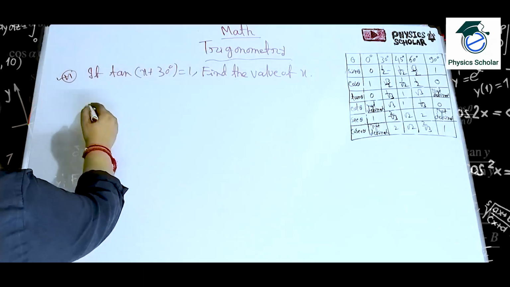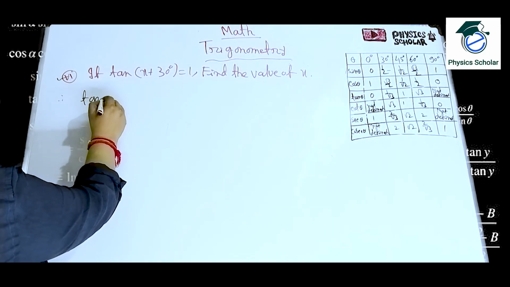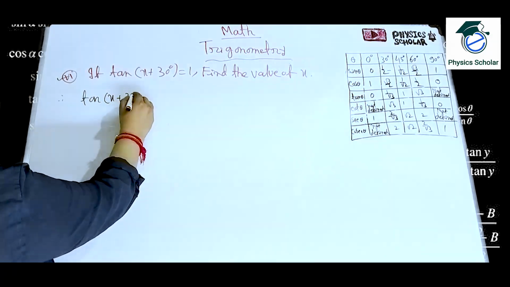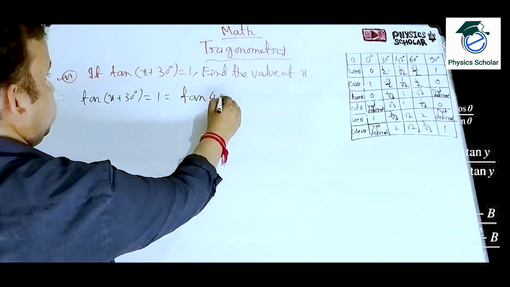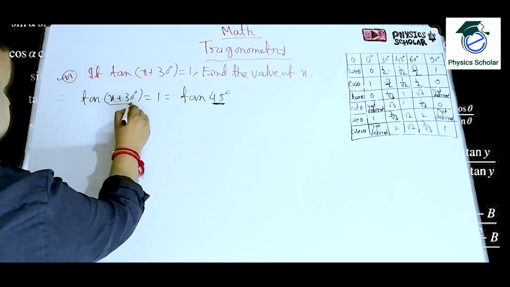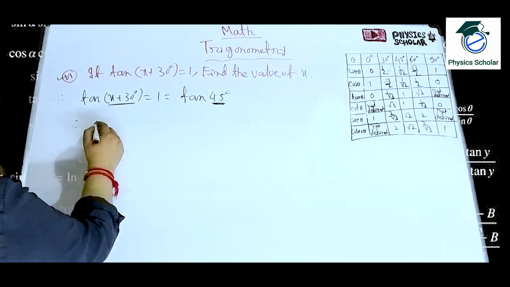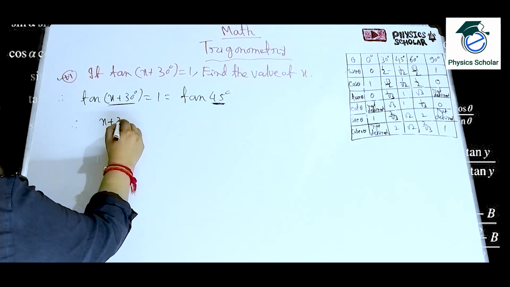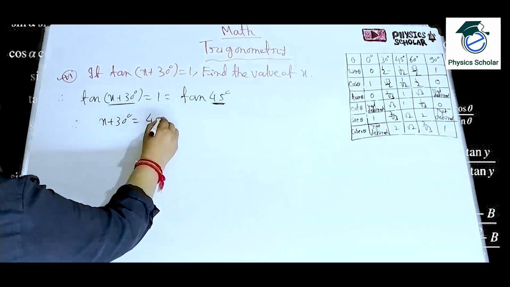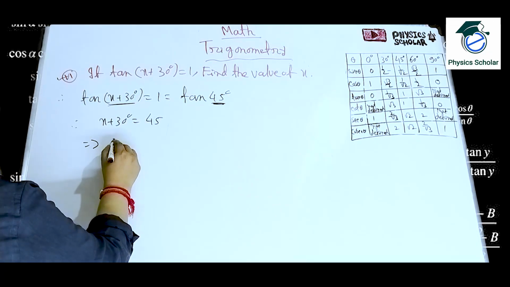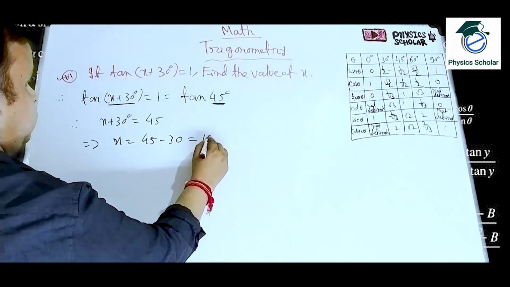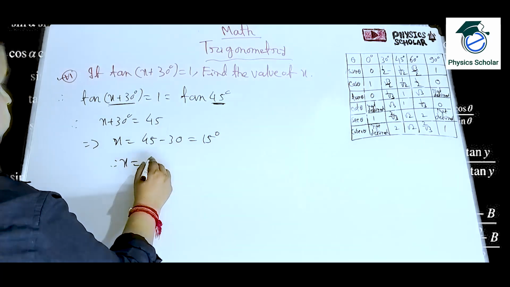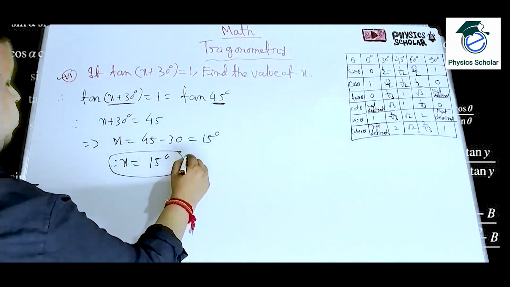Okay. So it is given what? Tan of x plus 30 degree is equal to 1. What is the value of 1? Tan 45 degree. So tan 45 degree and this is same. Clear? So x plus 30 degree is equal to what? 45. That means x is equal to 45 minus 30 is equal to 15 degree. That means x is equal to 15 degree. So that is your answer.